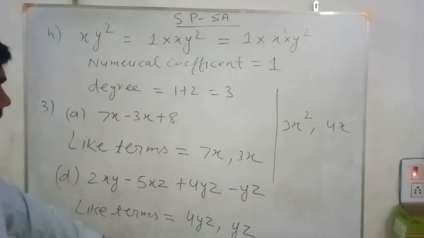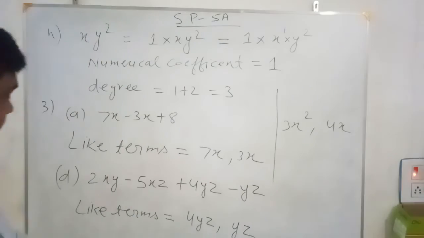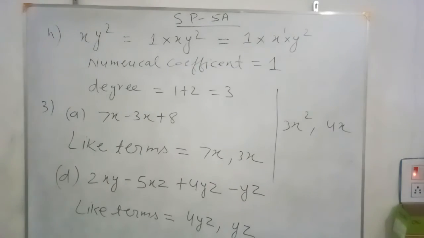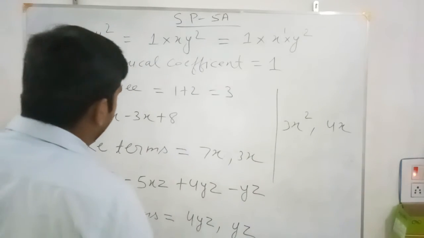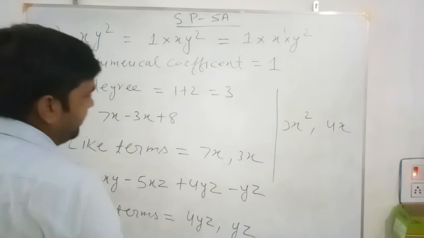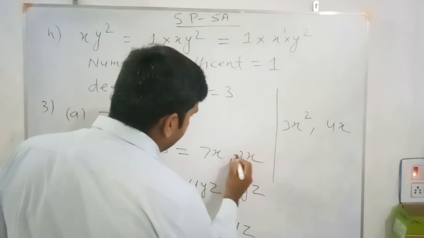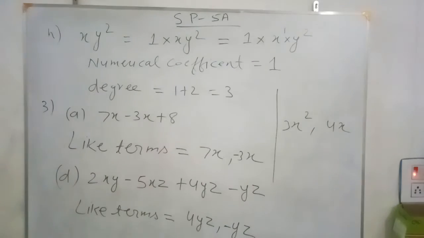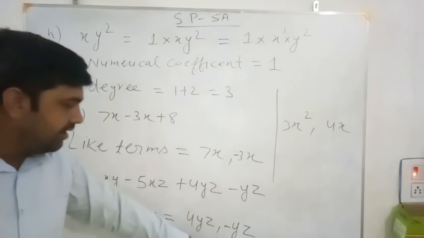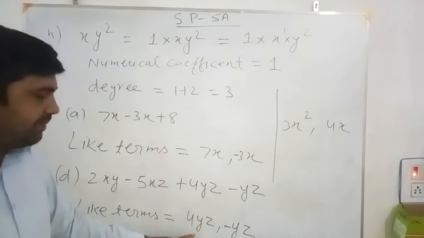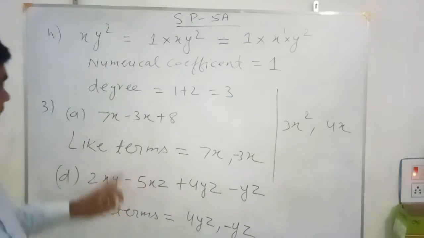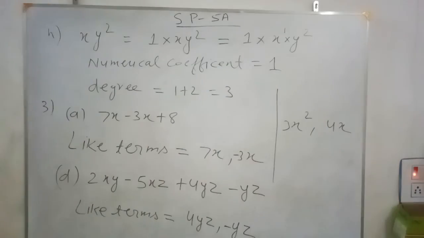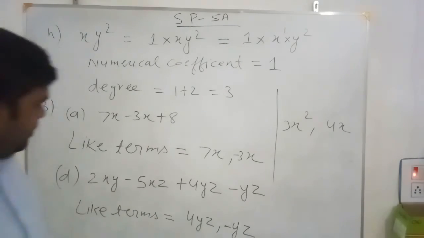So here we can write in the like terms, we will write the terms along with their sign. Here it is minus 3x, so here also we can write minus 3x, and here we can also write minus yz. Write the terms along with the sign: plus 4yz, minus yz, minus yz. Here 7x minus 3x, simply we can write it. Okay, so these are the like terms.